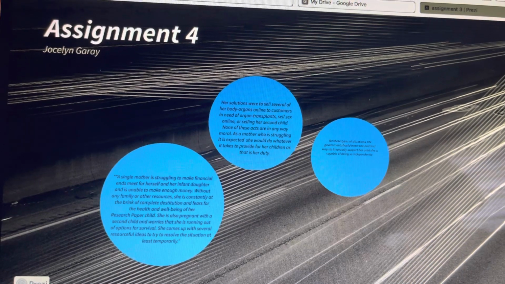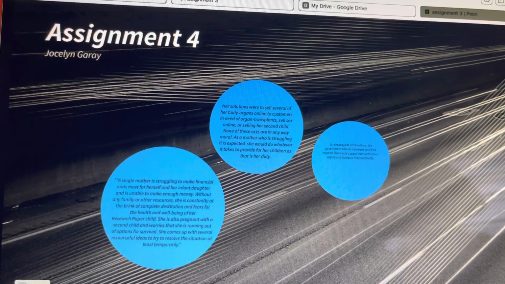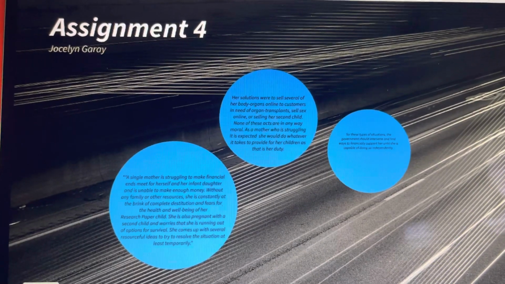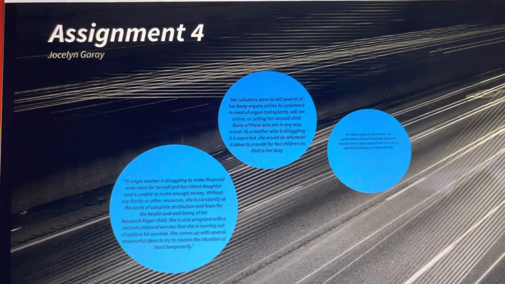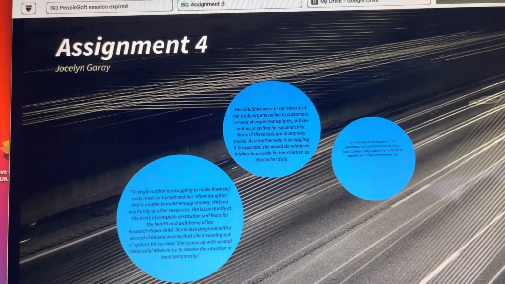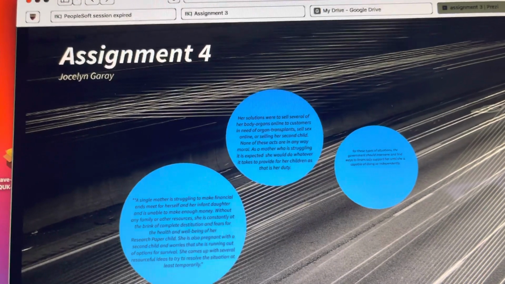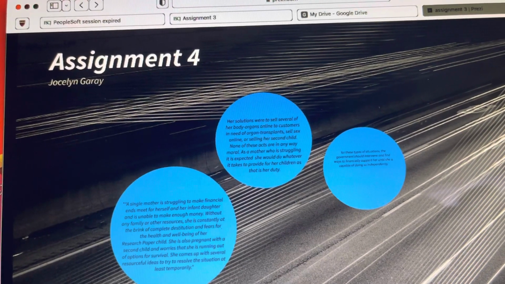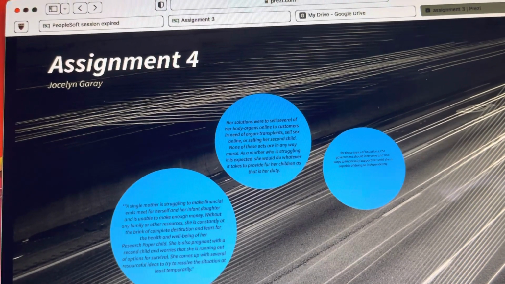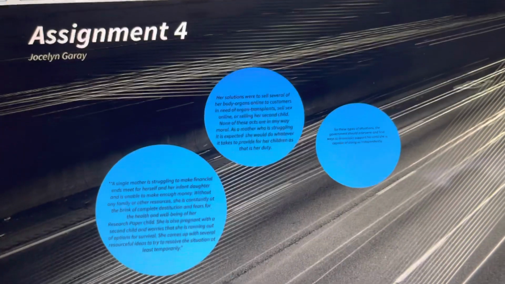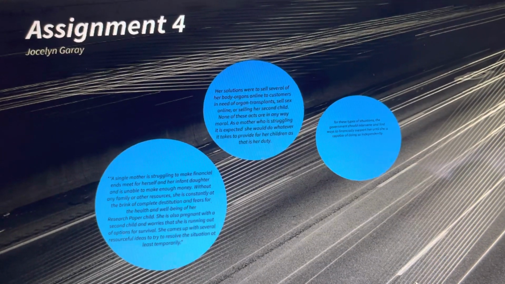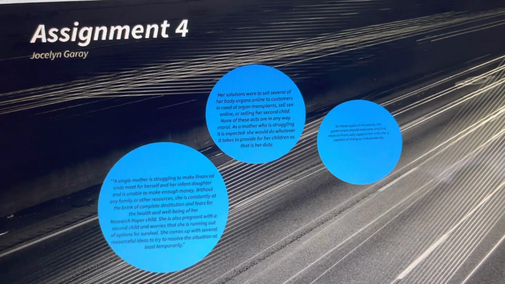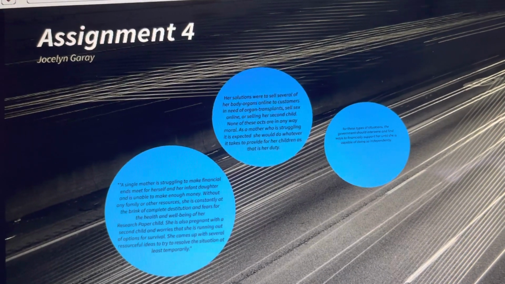She is constantly at the brink of complete destitution and fears for the health and well-being of her child. She is also pregnant with a second child and worries that she is running out of options for survival. She comes up with resourceful ideas to try to resolve the situation, at least temporarily. Her solutions were to sell several of her body organs online to customers in need of organ transplants, sell sex online, or selling her second child.